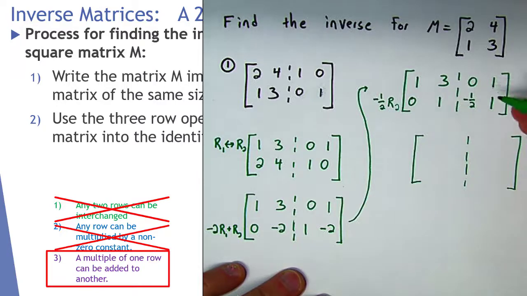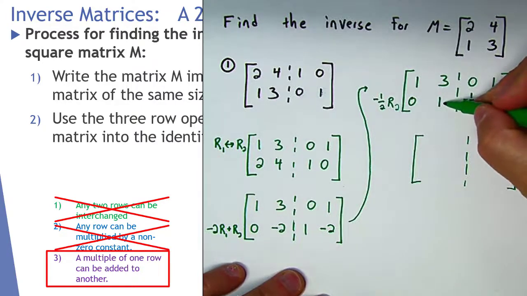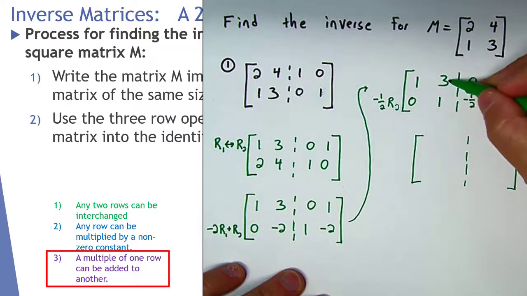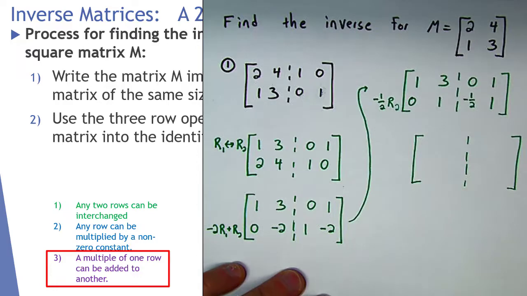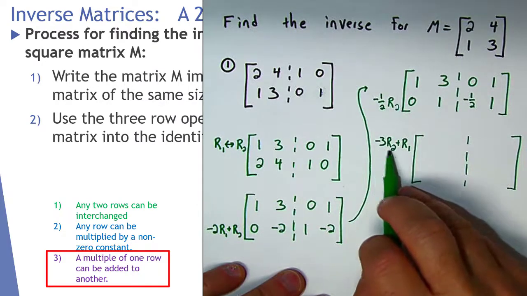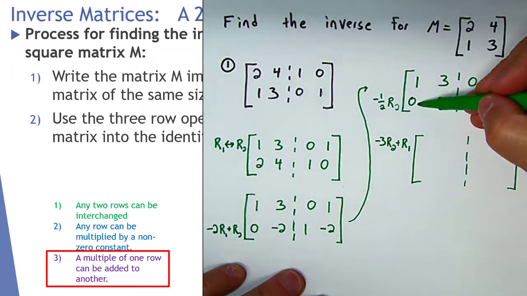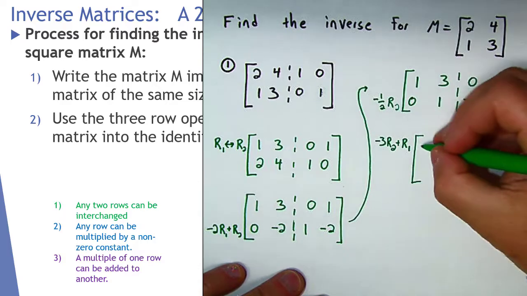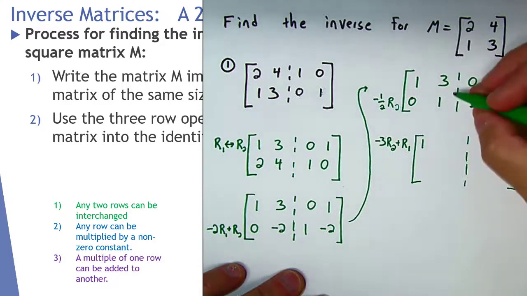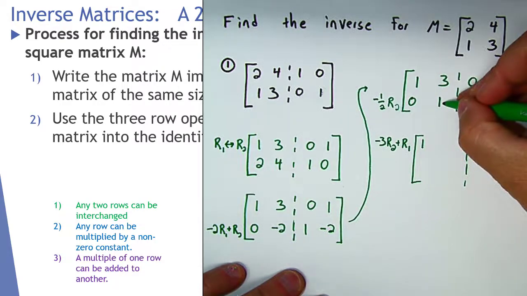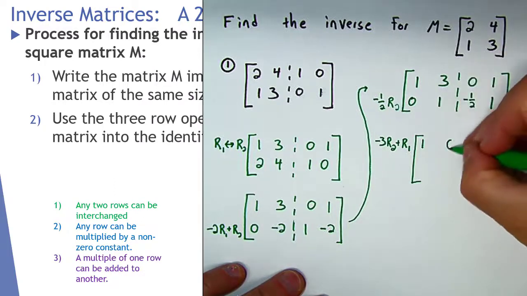A multiple of one row can be added to another. So let's take -3 times row 2 and add it to row 1. That'll put a 0 in this spot without changing our leading 1. So -3 times the value in row 2 plus the value in row 1. -3 times 0 plus 1 is 1. -3 times 1 is -3, plus 3 is 0.